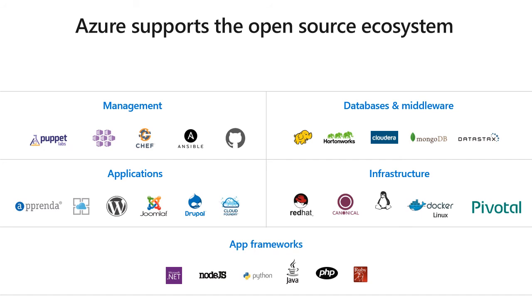And like I said, you can choose to run Joomla as your application platform. You can use Chef or Puppet for management. You can use MongoDB as your database. You can use Node.js as your primary app framework. All of them will run on Azure. So in fact, we can boldly declare that we run more open source platforms on Azure compared to other cloud providers.